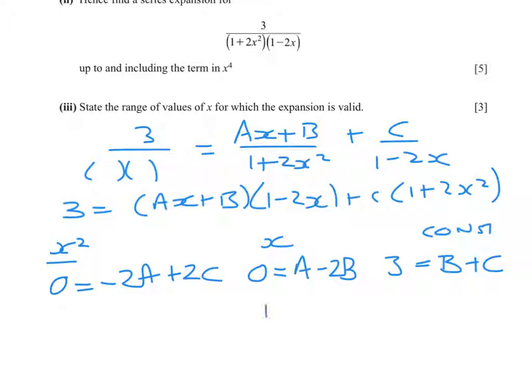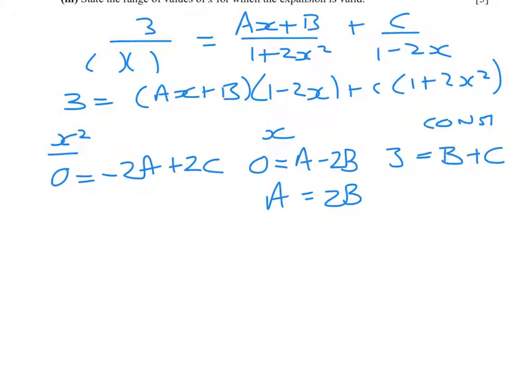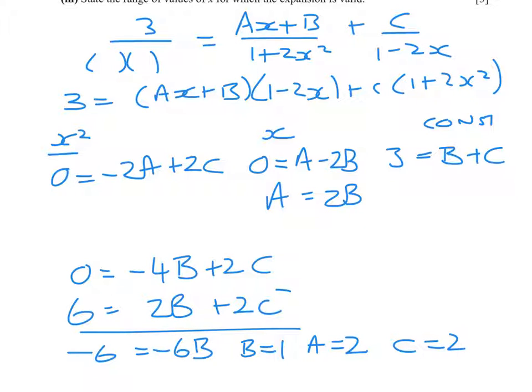If we take the middle one, a equals 2b, and now let's solve the equations. So the first one becomes 0 equals minus 4b plus 2c, and if we take the last one and multiply it by 2, 6 equals 2b plus 2c, and subtracting those, minus 6 equals minus 6b, so b is 1. That means that a is 2 and c is also 2.